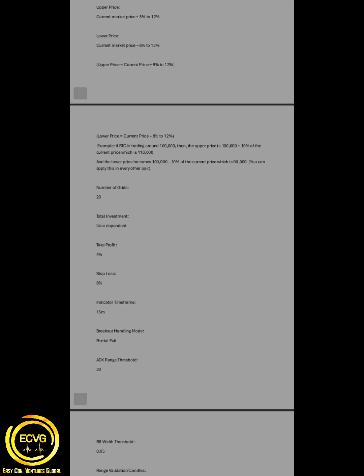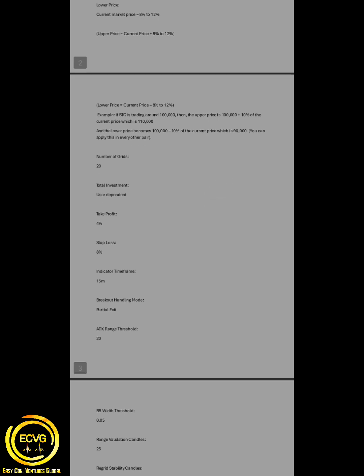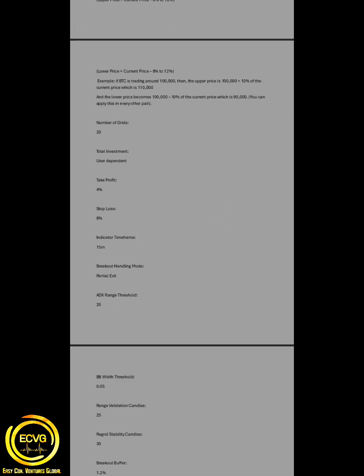It is very simple. The upper price should be 8% to 12% above the current price. That is the particular part I want us to understand. For example, if BTC is trading around $100,000, then the upper price is $100,000 plus 10% of the current price, which is $110,000. If you are using 10%, that is what you will put. So it is the current price plus 10% or 8%, whichever you choose.